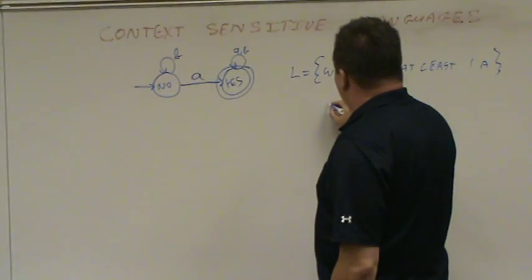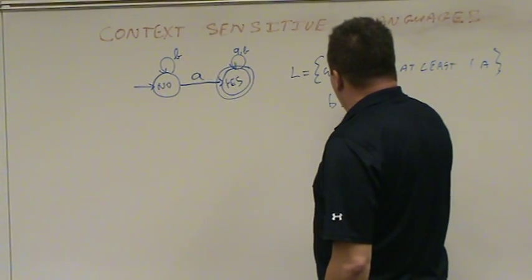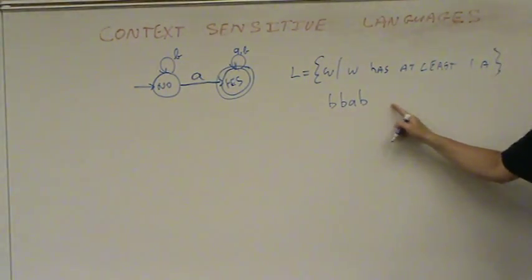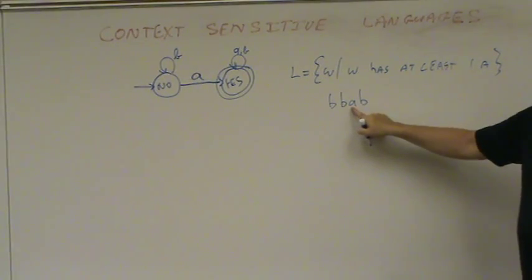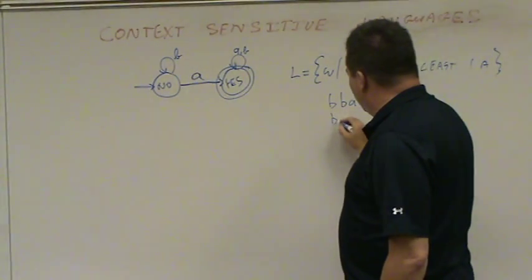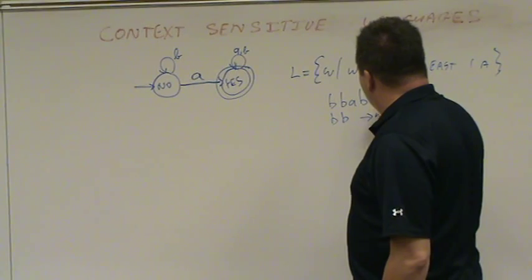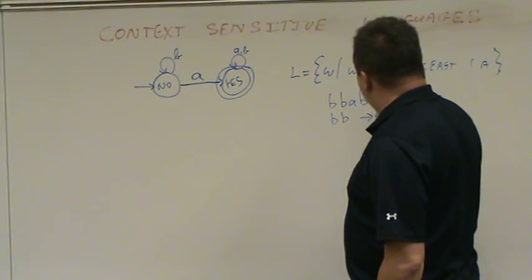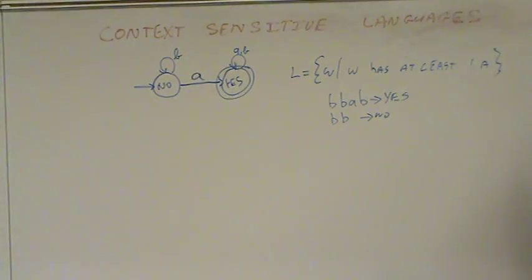For example, B, B, A, B would be a yes, because it has an A. If it was just B, B, this would be a no. Our machine has to answer no. So as long as there's one A, we answer yes.